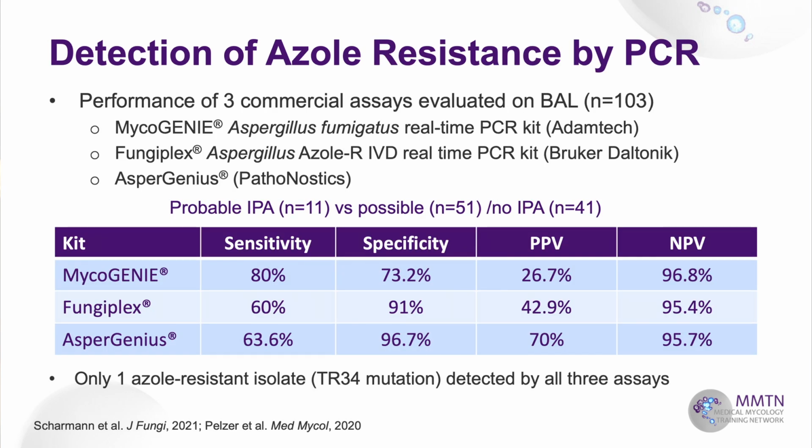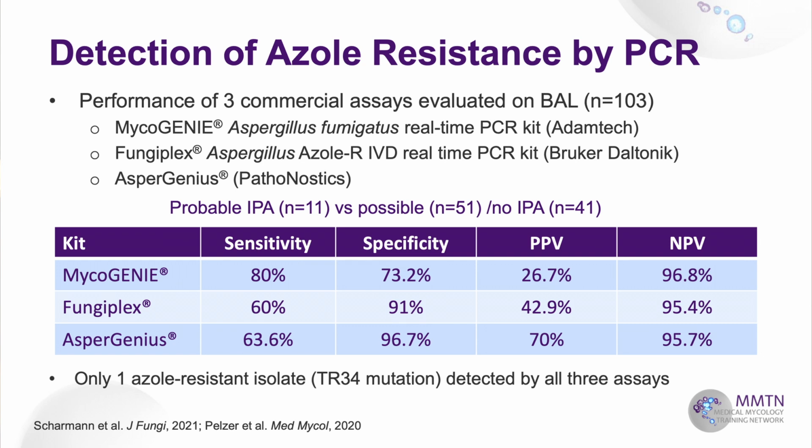So as I mentioned before, there are a few commercial assays that look at detecting azole resistance by PCR. They haven't had a whole lot of validation in the literature. One study recently looked at the performance of the 3 assays that exist and to see how they performed when testing BAL specimens. The Mycogene had the best sensitivity, but this assay only has a Fumigatus-specific target. The Fungiplex and the Aspergillus have a genus-specific target, and then the Aspergillus also has a species target for Fumigatus and a species target for Terreus.